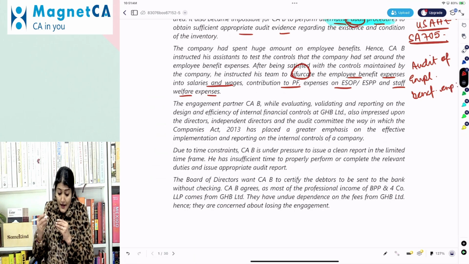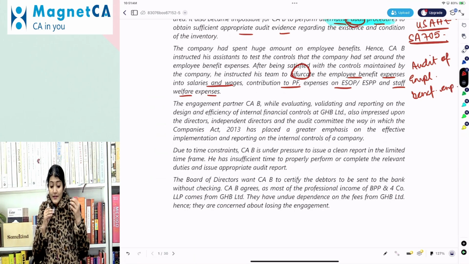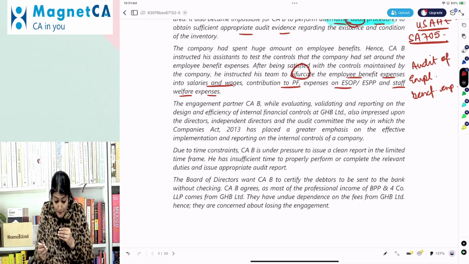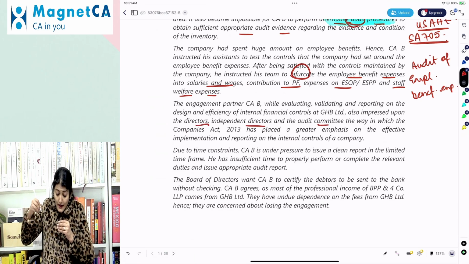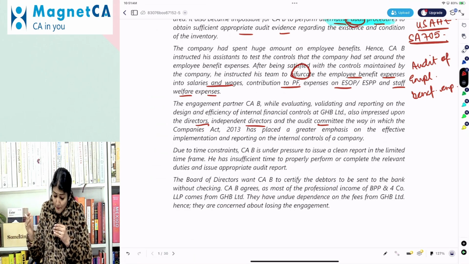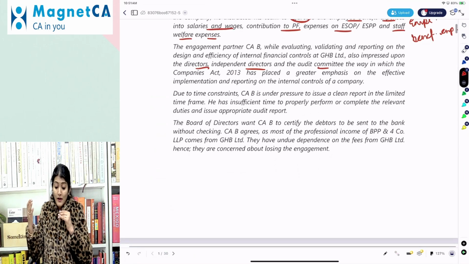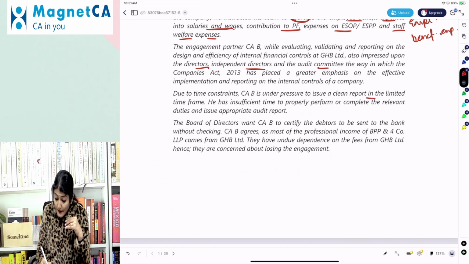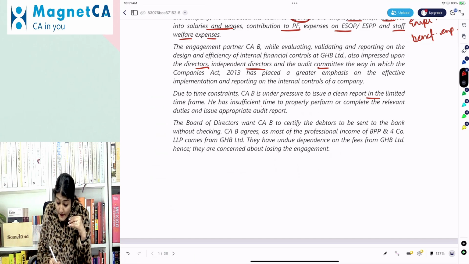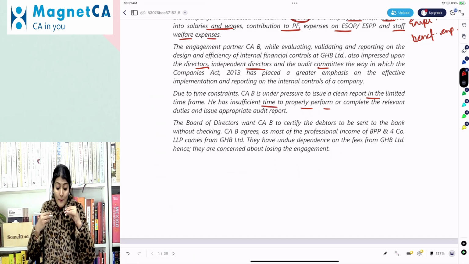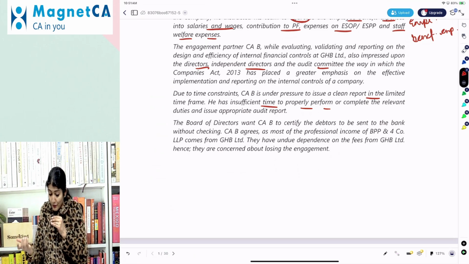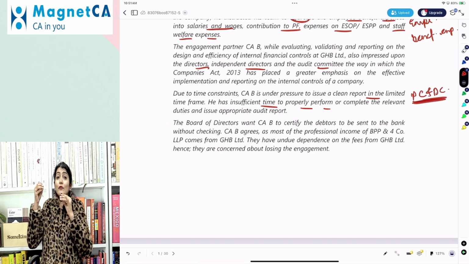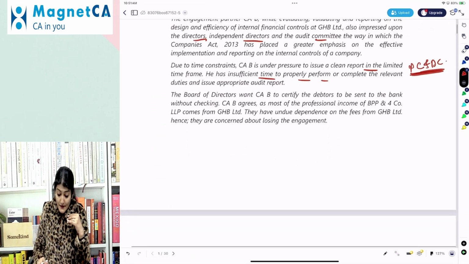Okay. Right. The engagement partner CA B, while evaluating, validating, and reporting on the design and efficiency of IFC, also impressed upon the directors, independent directors, and the audit committee the way in which the Companies Act had put a great emphasis on the effective implementation and reporting on the internal control. Due to time constraints, CA B is under pressure to issue a clean report in the limited time frame. He has insufficient time to properly perform or complete the relevant duties and issue the appropriate audit report. So that means he is not able to do his work as per one of the fundamental principles of PCDC, professional competence and due care.